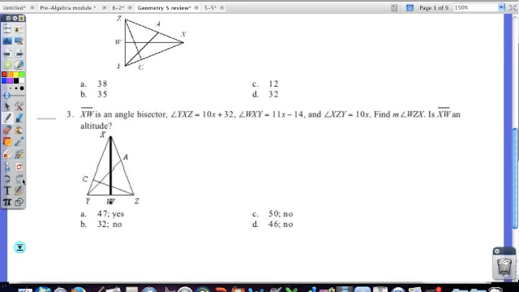XW is an angle bisector. Angle YXZ equals 10x plus 32.